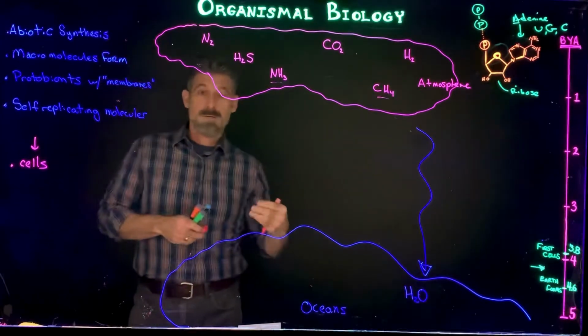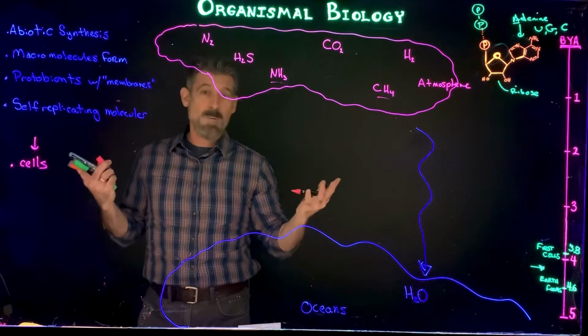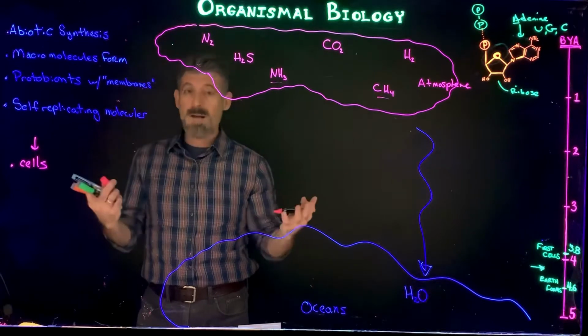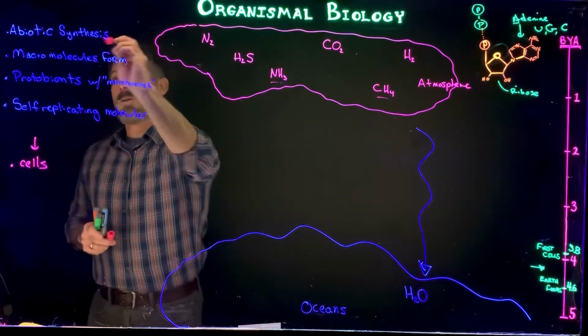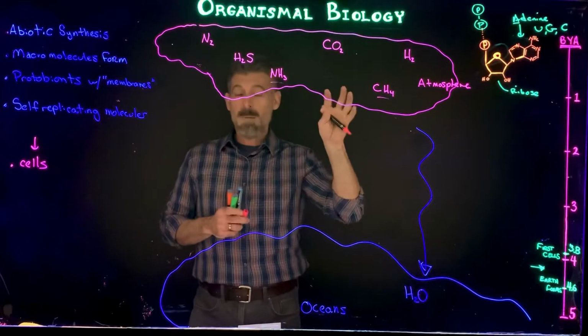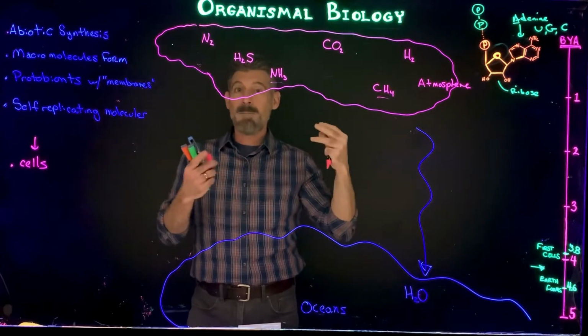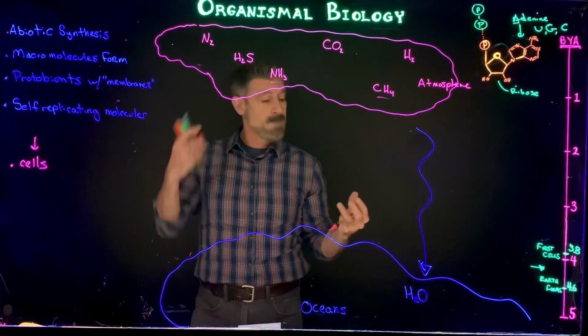And to get to cells from just molecules in the atmosphere, how would that happen? Again, this is our explanation of that based on the evidence that we have. First, we have an abiotic synthesis of molecules. So we have non-biological molecules, and we need to make some biological molecules from them. So how could that potentially happen?